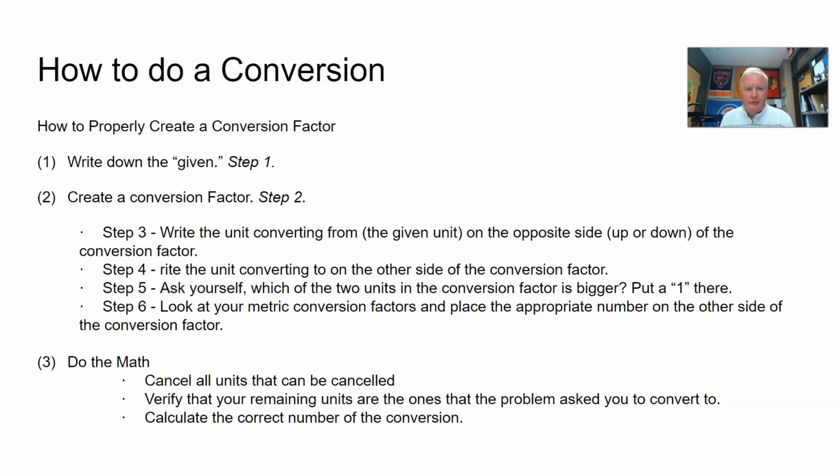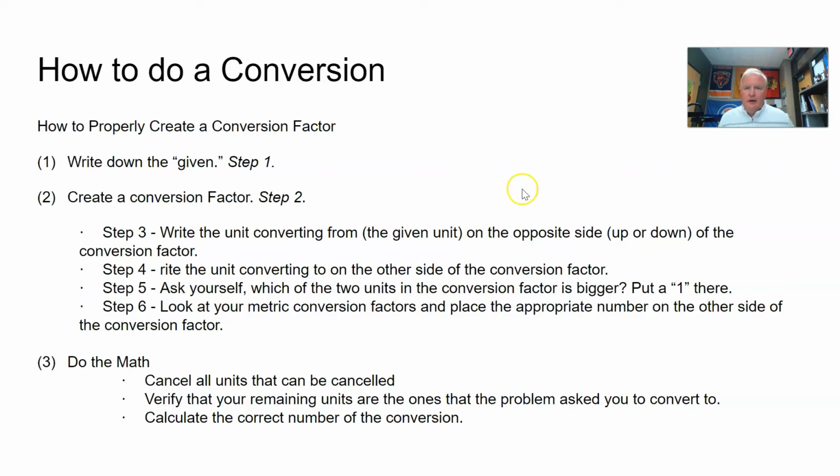So we put it on the opposite side. Step 4, we put the unit we're converting to on the other side. Step 5, we ask ourselves which one's bigger. We put a 1 on it, and then we go to our sheet and we do step 6, we get the number. Once we have that conversion factor ready, then we'll just do the math by canceling out the units.